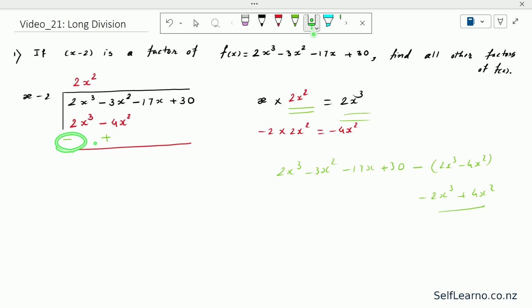I have already changed the sign, so from now onwards, we will consider this sign only. So positive 2x cube and negative 2x cube cancel each other. And here we have plus 4x square and negative 3x square. Negative 3x square, positive 4x square, so the answer is plus 1x squared. Bring this term down here. That is negative 17x. Okay.